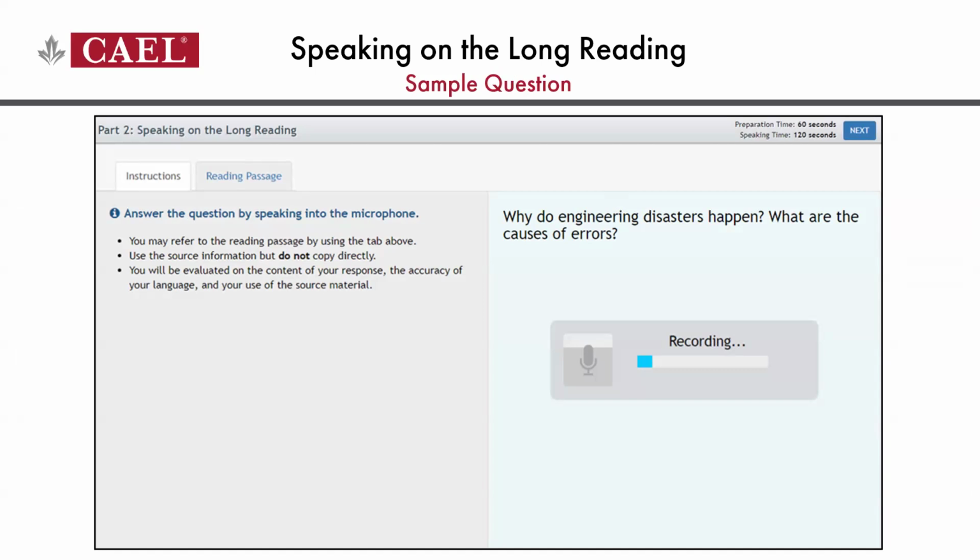So this is what your computer screen looks like. You'll notice the question in the top right there. It says, why do engineering disasters happen? And what are the causes of errors? So this is based on that Petrosky passage about these engineering disasters.